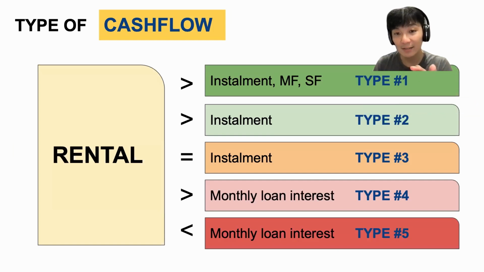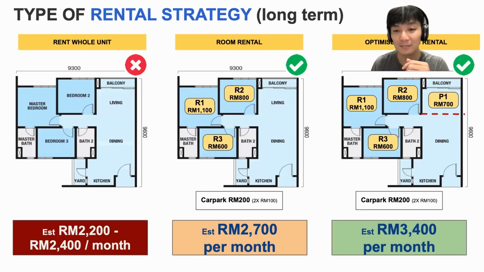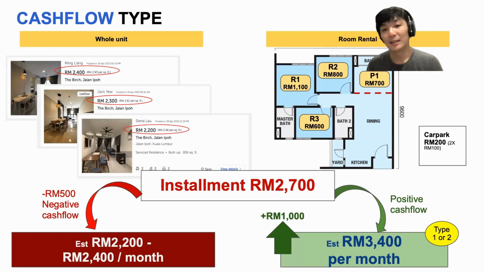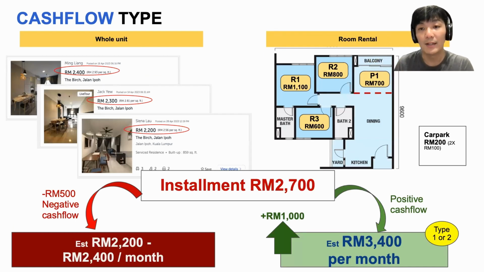I'm not sure how much the maintenance and sinking fund is, but chances are you will definitely be getting the installment covered, because the installment is 2007. Then let's say maintenance fee plus sinking fund, chances are it will not exceed 700. So you are in the type 1 category. Therefore, this is one of the very efficient, flexible ways to rent out your unit and ensure that your cash flow can cover your installment.